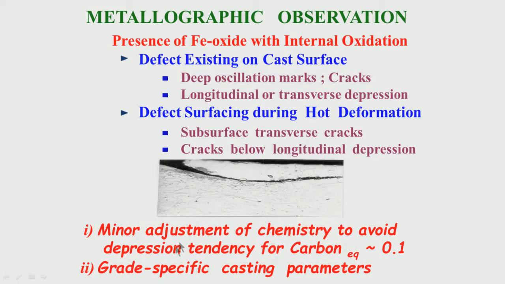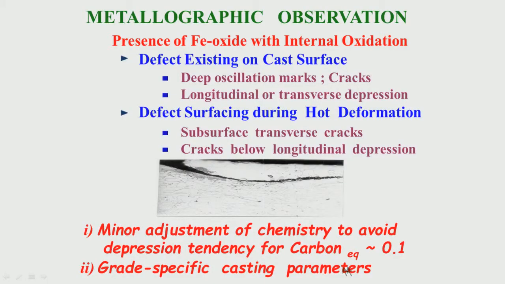First is this chemistry adjustment, another of course is grade specific casting parameters. We know this is a depression grade, so we know that heat transfer is an issue. So, accordingly we have to select our casting parameters. They should be such that the heat transfer is suitable. Uniformity of addition of casting powder is important, so that in a localized zone at the periphery of the mold surface there should not be a gap formation, and there should not be a depression formation. So, it should be uniform, so that heat transfer is uniform, that is one requirement for these grades. So, heat transfer control through proper selection of casting powder is very important.